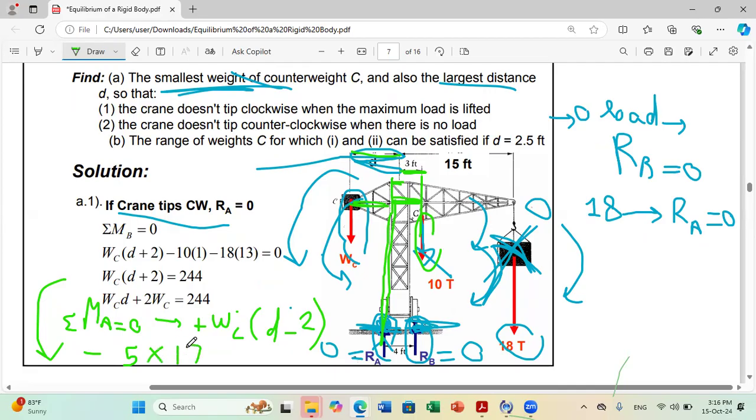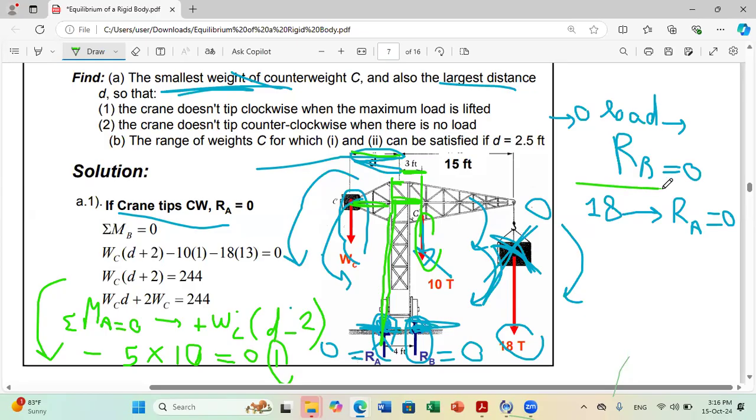I get a first equation relating WC and D, but I need another equation. This is equation number 1. What will be my equation number 2? My equation number 2 will be summation of moments about B equals 0. No, not for this scenario, for the other scenario. I need another equation relating weight and D. So I will take the second extreme scenario.